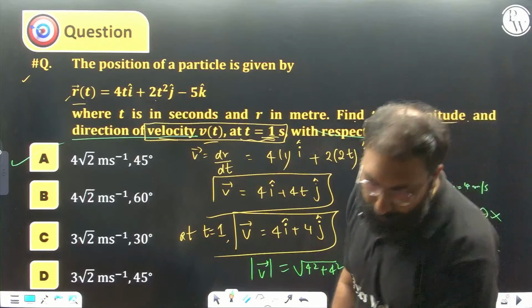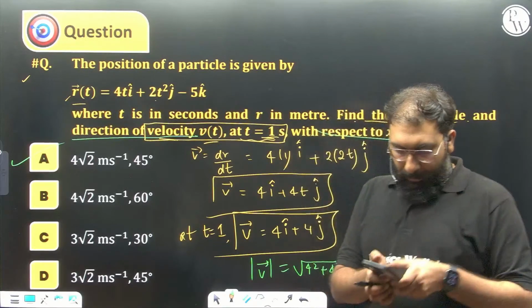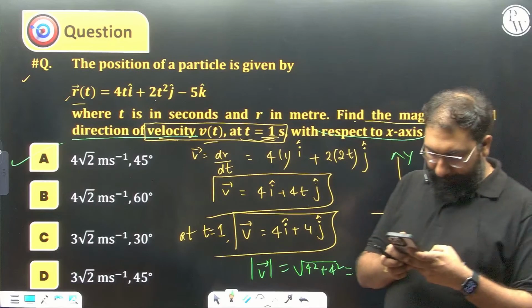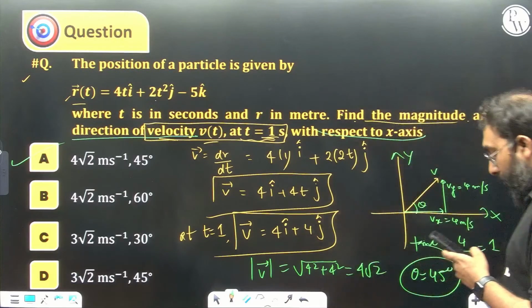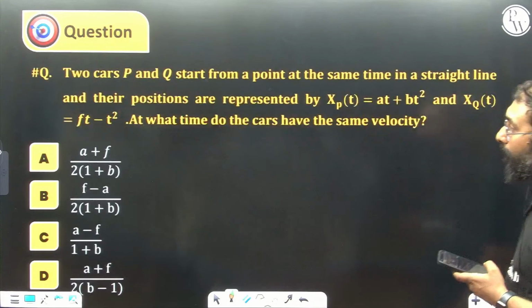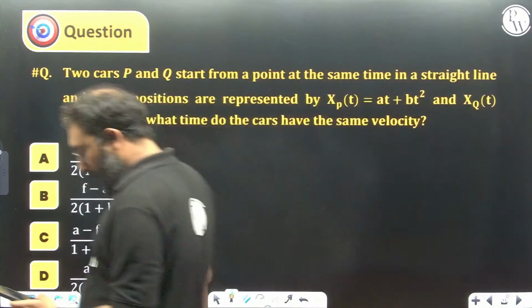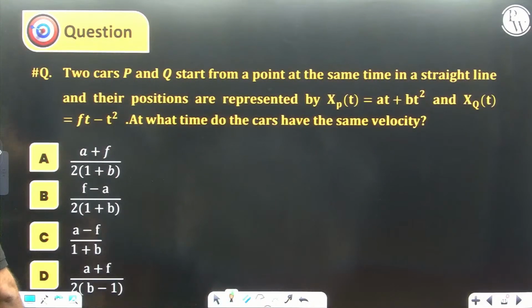So have you understood this? Easy to understand, right? Yeah. Coming to the next question.